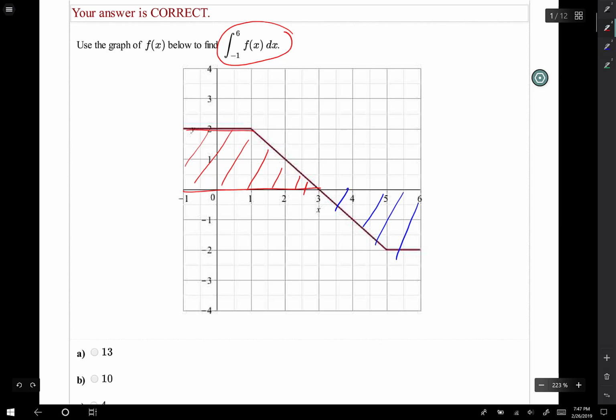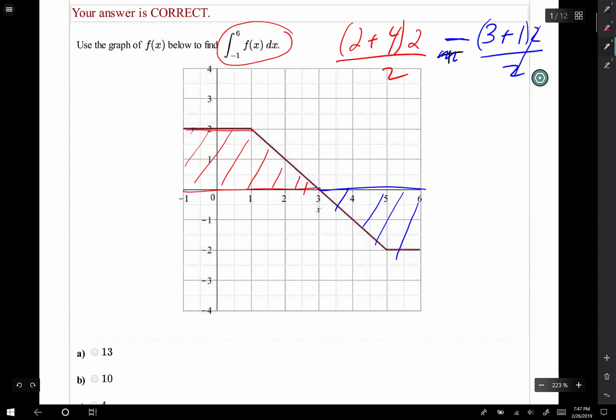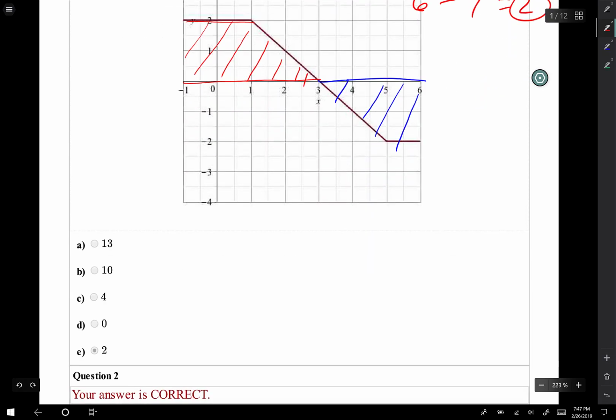So trapezoid. Area of a trapezoid is base 1 plus base 2 times height divided by 2. Base 1, let's call that 2, and base 2, let's call that 4, times height. My height is 2, divided by 2. And then, I'm in blue here, so actually it's a minus. I'm going to subtract the area in blue. So that is 3 plus 1 times 2 again, divided by 2. The 2's cancel out, and you just get 6 minus 4, so you get 2. So 2 is the answer.